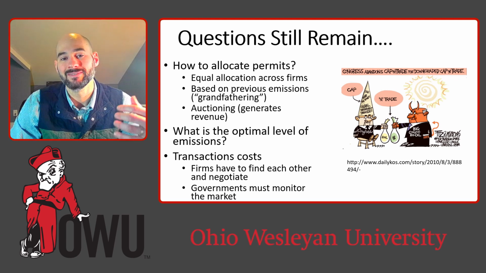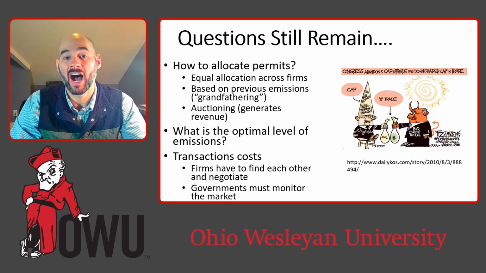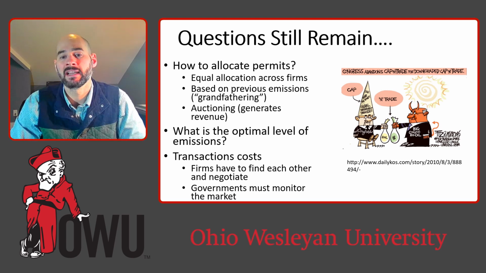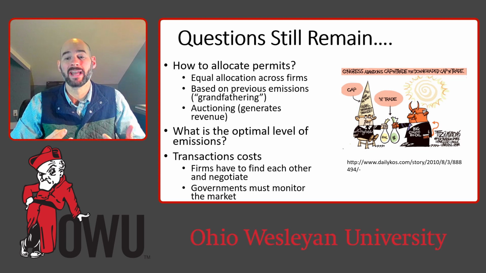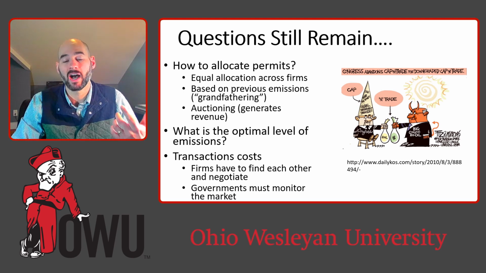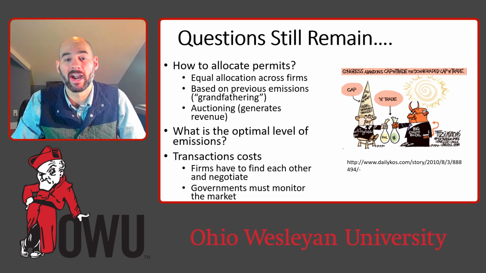And we could also allocate permits by auctioning. And so we've got three different ways that we could allocate them. There are going to be different efficiency and equity concerns. And it's still going to require us to have some information about what the optimal level of emissions would be, which is that fundamentally difficult task of gathering information about the marginal social benefit and marginal social cost of pollution in the environment.